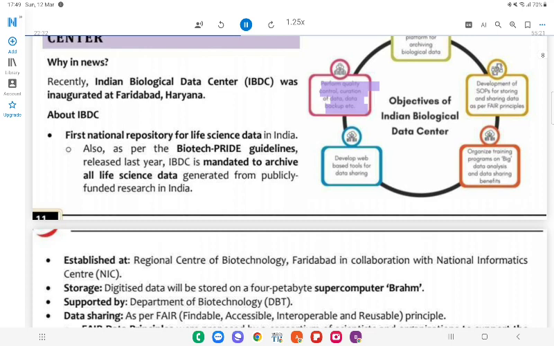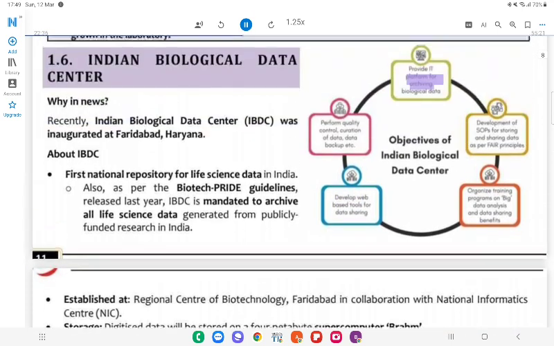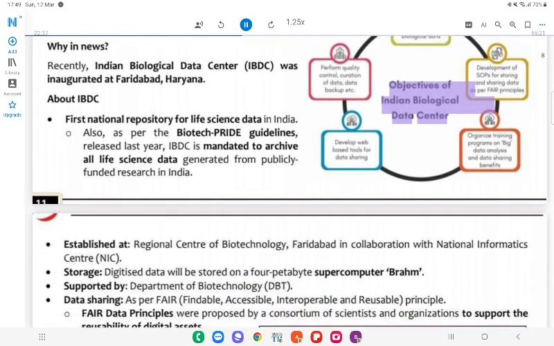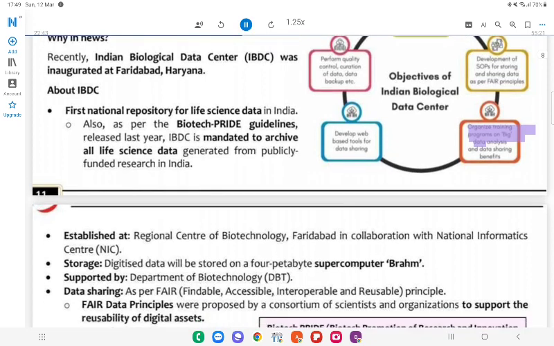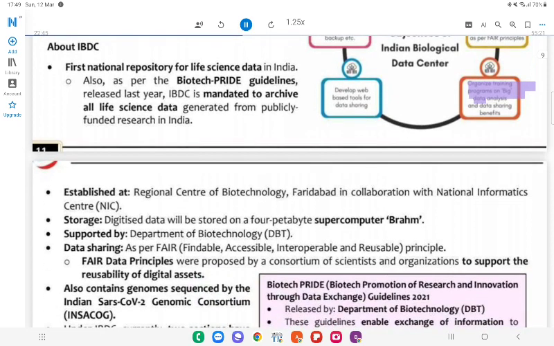Perform quality control, curation and data backup, etc. Develop platforms. Objectives of Indian Biological Data Center. Storing data as per FAIR principles. Organizing training on big data.